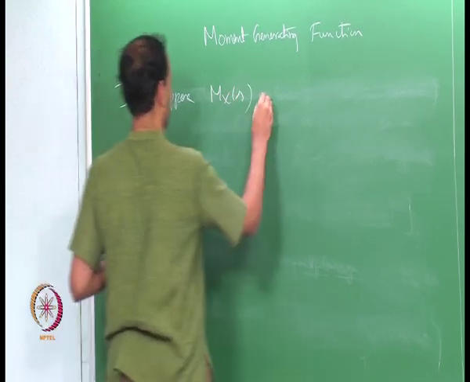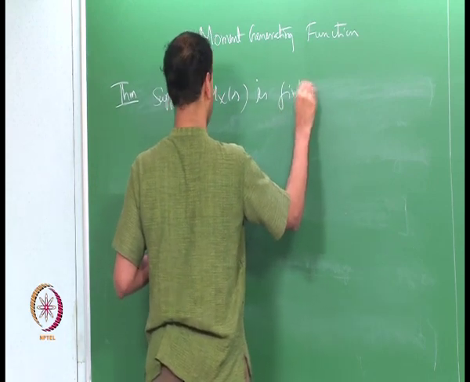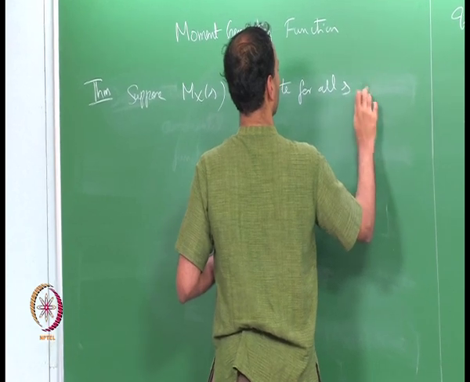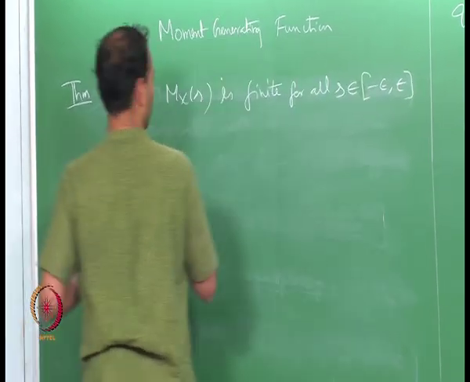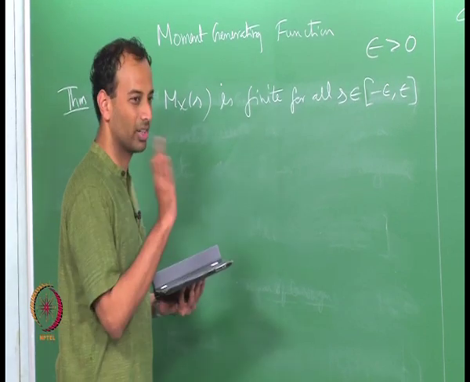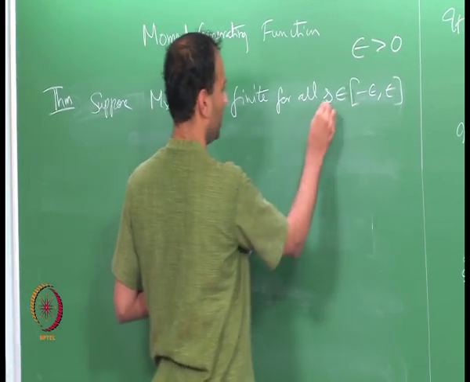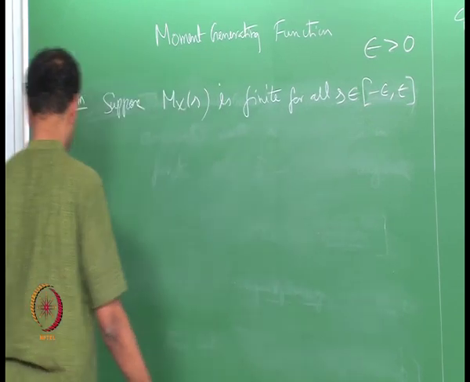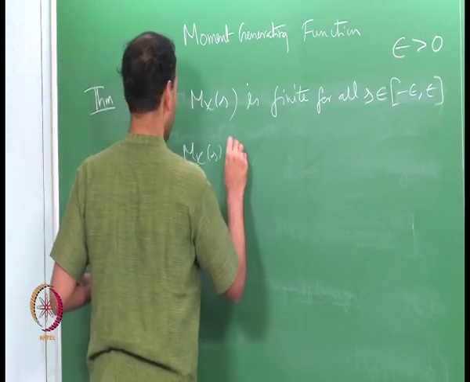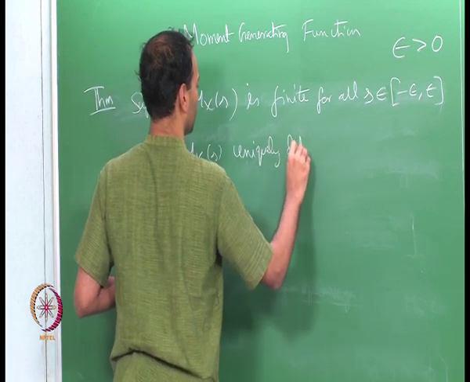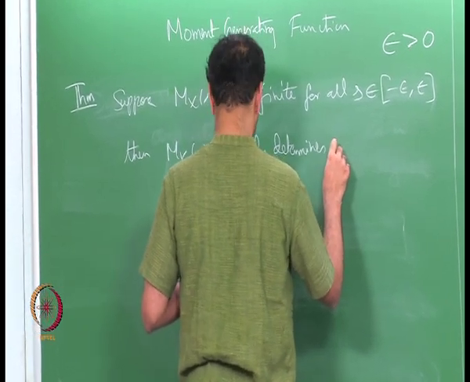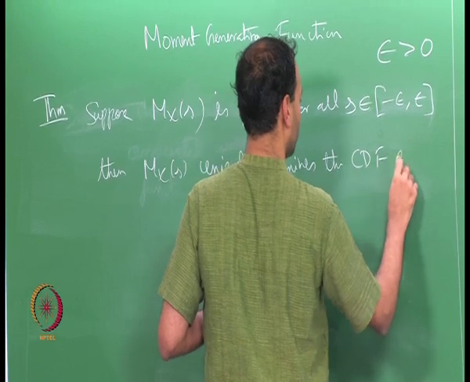M_X(s) is finite for all s in minus epsilon to epsilon. So, this epsilon is greater than 0. Okay. Epsilon is any positive number, it can be very small also, as small as you like, it can't be 0, it has to be strictly positive. Suppose you tell me that M_X(s) is finite in that little interval around the origin, then M_X(s) uniquely determines the CDF of X.